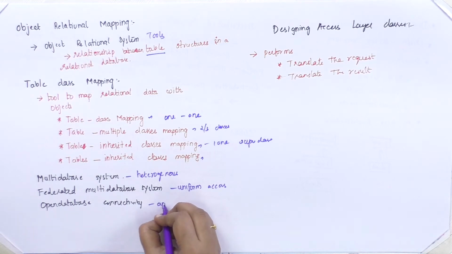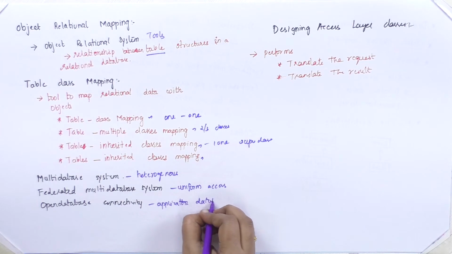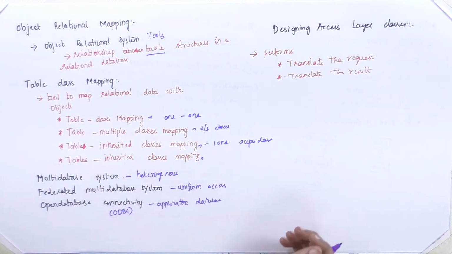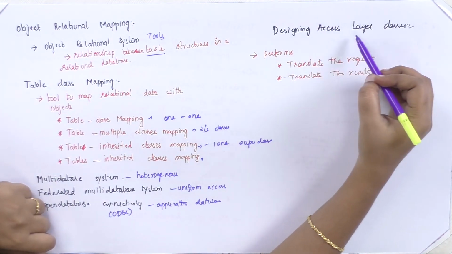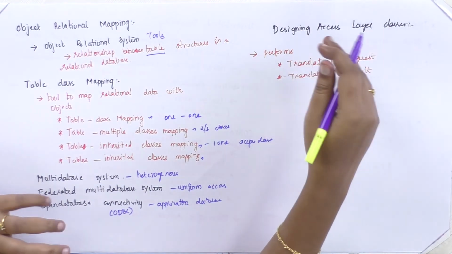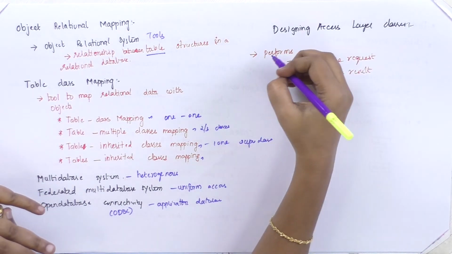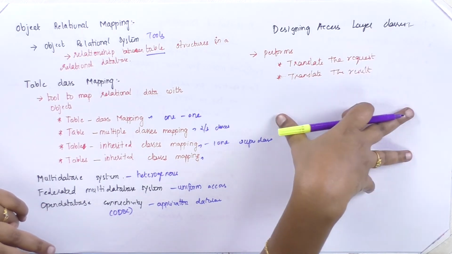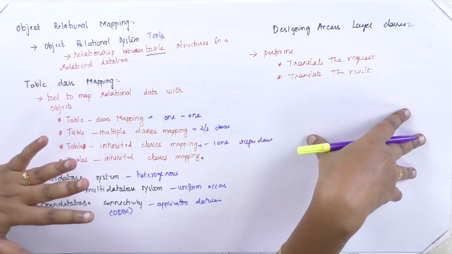So you have your application, and this application is able to communicate with the database with the help of open database connectivity, that is ODBC. Next, we are going to see about designing the access layer classes. Here the main idea is to create a set of classes which know how to communicate with the places where the data actually resides.